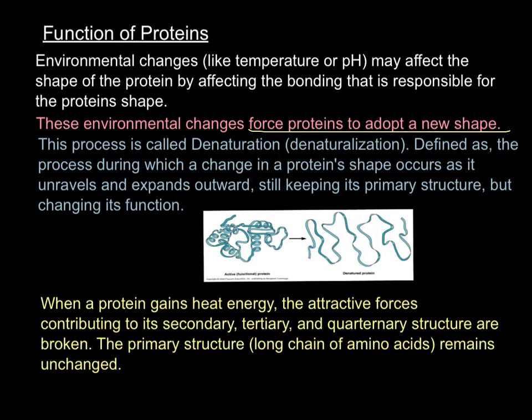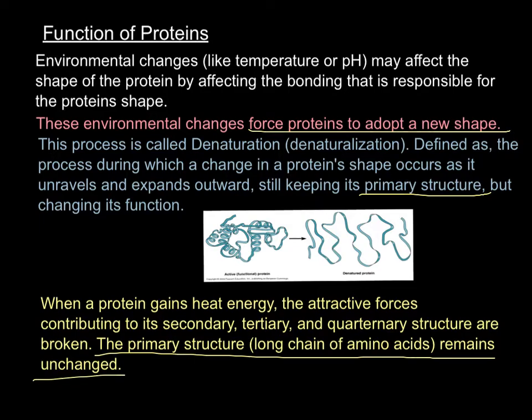This process is called denaturation, or denaturalization, as your book calls it. This can be defined as the process during which a change in a protein shape occurs as it unravels and expands outward, still keeping its primary structure but changing its function. So it's important to know that primary structure stays the same, but in the denaturation process, the tertiary, quaternary, and secondary structures can change. But the primary structure, that long chain of amino acids, remains unchanged.